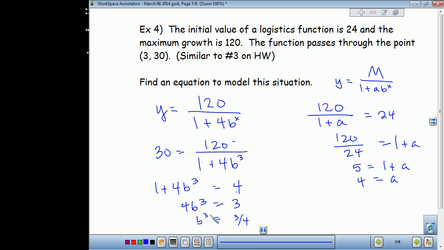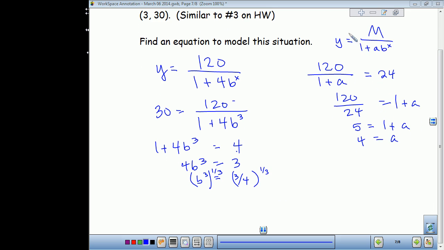Alright, so now I take the cubed root, or I could raise both sides to what power? 1/3 power. And that's the one I want to go for. Because when I look at this form, this will become 1/3 raised to the x. So it becomes x divided by 3. And that's our equation.